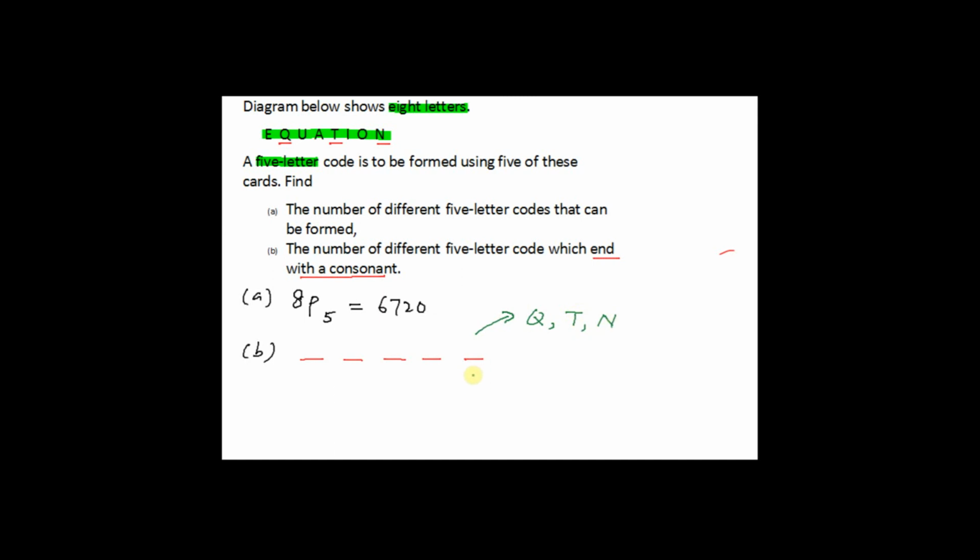So you have 3 choices here. So after choosing 1 letter here, you will have 7 letters left. So here should be 7 permutation 4. You have to choose 4 letters from the 7 letters left. So the answer for this will be 7P4 multiplied with 3. So this equal to 2520.